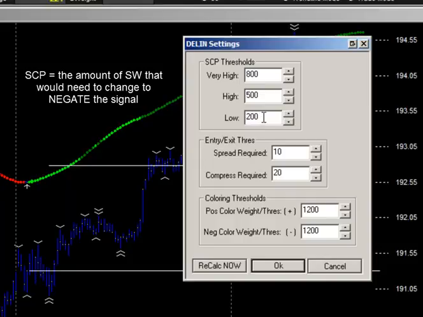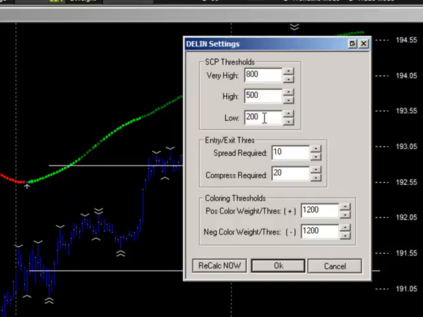So if signal weight would need to change by only 200 ticks, so the signal wouldn't confirm, then that's a low probability that the signal will confirm. Because it's very simple for signal weight to move 200 ticks. One moderately sized algo sell program or buy program could easily move signal weight 200 ticks. But it's more difficult for signal weight to move by 500 ticks in a 5-minute period, and even more difficult to move by 800 ticks in that period.